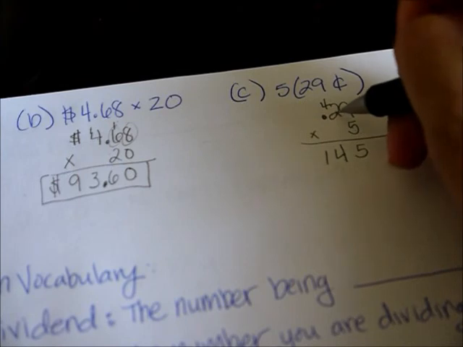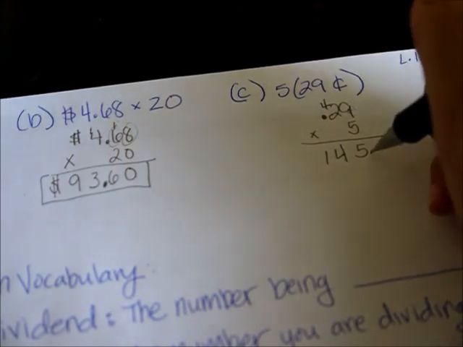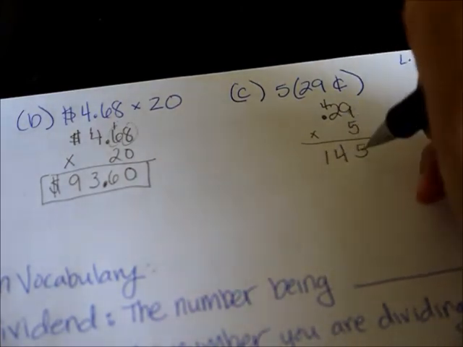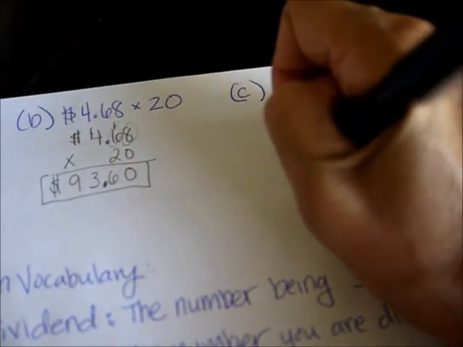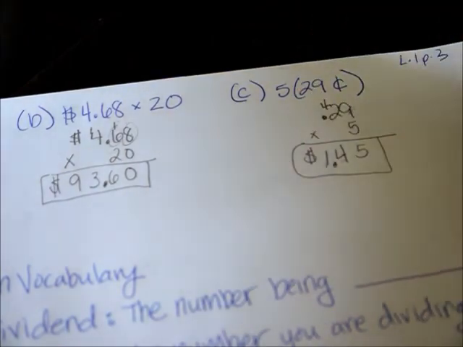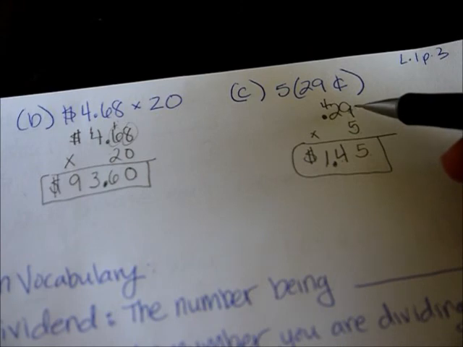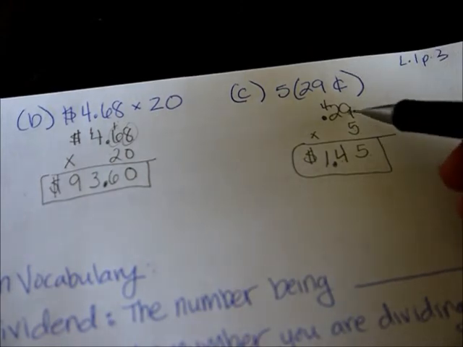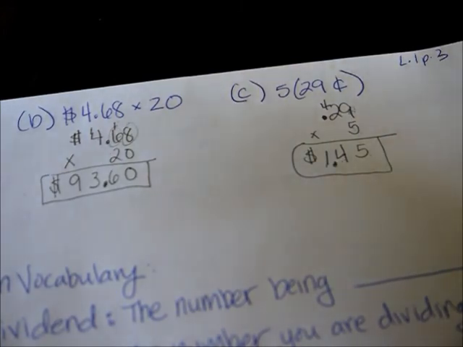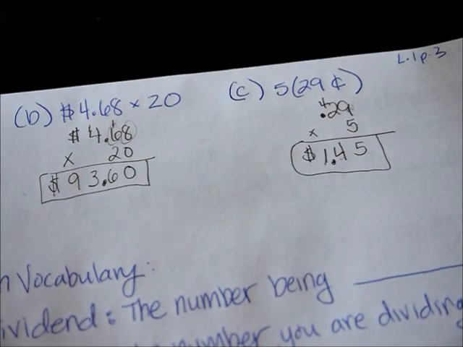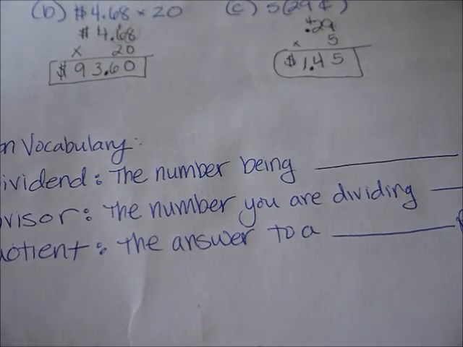And then I go back up here. I go 2 digits behind the decimal. So we go from right to left. 1, 2, put the decimal. And there's your answer, $1.45. And it's always good to use common sense. If I had 5 groups of 29 cents, would it be reasonable to have $1.45? I think so. So that would be a good appropriate answer.